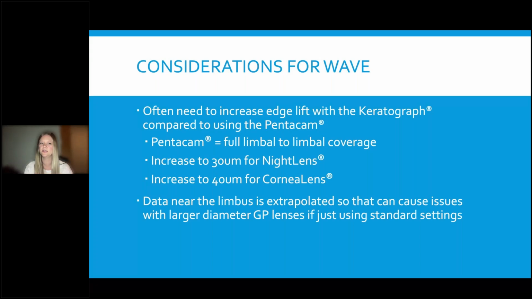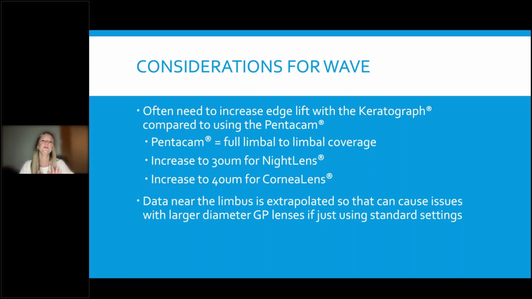But what I found is that if we increase the edge lift with the Keratograph for Night Lens and Cornea Lens, with Night Lens I increase it 30 microns, and with Cornea Lens I increase it 40 microns. What that does is it creates a much better fit for my patient. Initially, when I was designing my first Wave lenses, I was just clicking the design button and ordering them right away, and the lenses were coming out really tight. What I found is this is kind of the secret sauce: automatically increasing that by 30 microns and 40 microns respectively, and my lenses have been a lot better for first fit success.